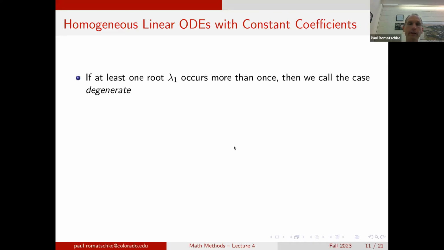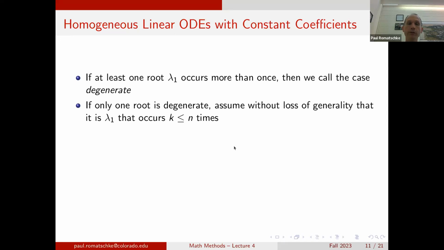It may happen that one of the roots occurs more than once. And in this case, we call the case degenerate. If only one of the roots is degenerate, we can assume without loss of generality that it's the root that has index 1. So lambda 1 is assumed to be the only degenerate root, and then all the other ones are non-degenerate. Let's further assume that the root occurs a total of k times, where k has to be less or equal than n, the order of the polynomial.